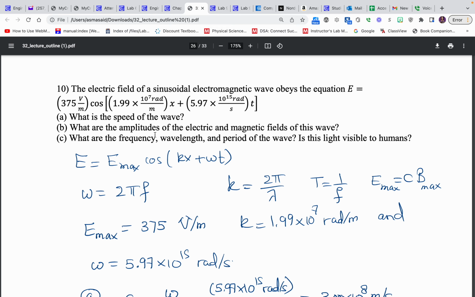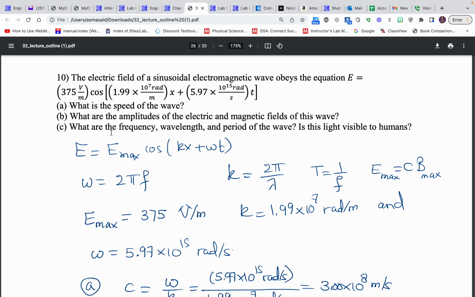Now, this one here is about the electric field of a sinusoidal electromagnetic wave that obeys the equation. Remember, we said this is E equals E maximum cosine of Kx plus omega t. Then these parentheses have omega, and here these parentheses have K. What is the speed of the wave?